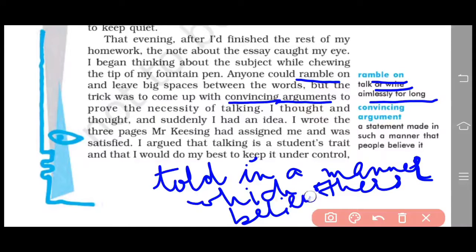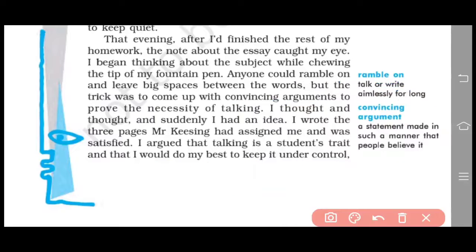Okay, it's looking shabby. I'm sorry. Leave it.